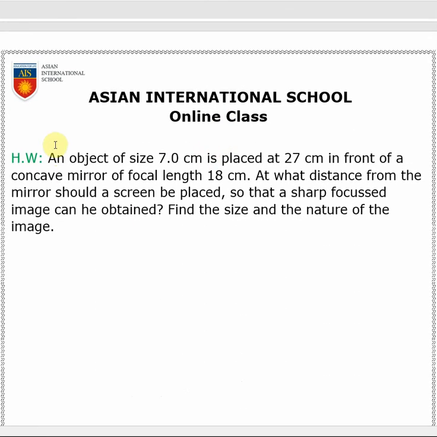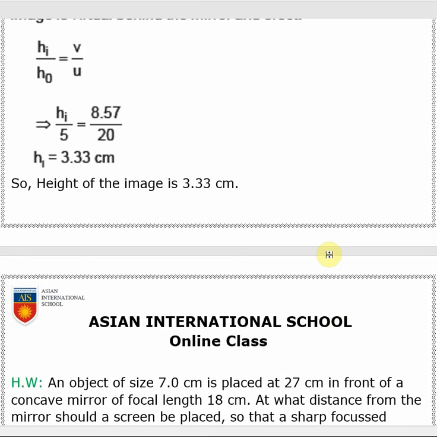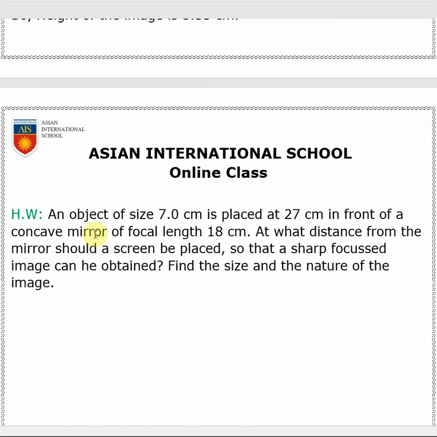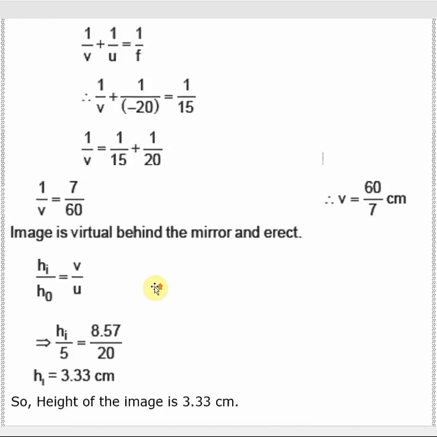Now one sum is given here for you to practice for your homework. Please do the sum, and we will do more sums. In order to become very confident and strong in this part of physics, doing numericals from reflection, we have to practice sums like this in our practice time. So please do it.